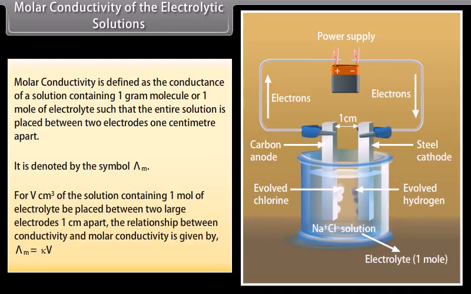Consider V centimeter cube of the solution containing 1 mole of electrolyte placed between two large electrodes 1 centimeter apart. The relationship between conductivity and molar conductivity is given by lambda m is equal to the product of kappa and volume.